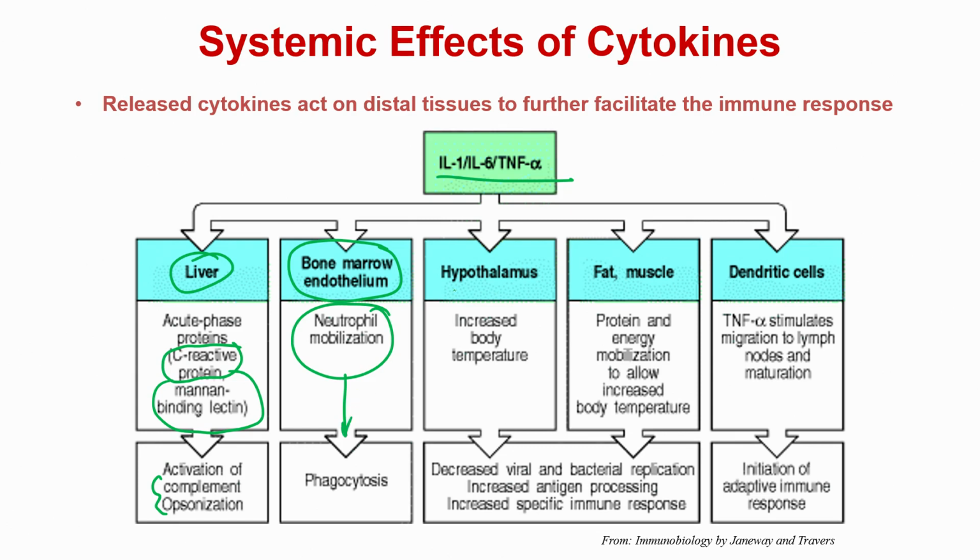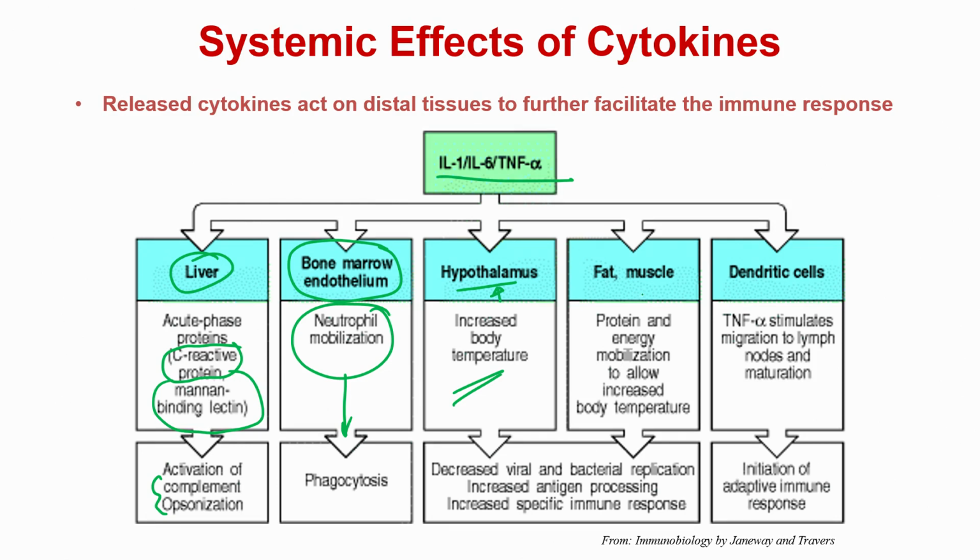Then they can also go and act on the hypothalamus, which is a brain organ, and that is responsible for increasing the body temperature. The reason it is done is because our immune cells, and our own cells, are actually much more capable of handling a higher temperature than, let us say, a pathogenic cell. So, if you increase the body temperature, from 37 let us say to 39, the body is at more of an advantage at that point than these pathogenic cells.